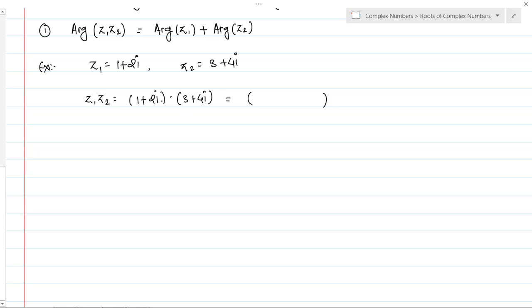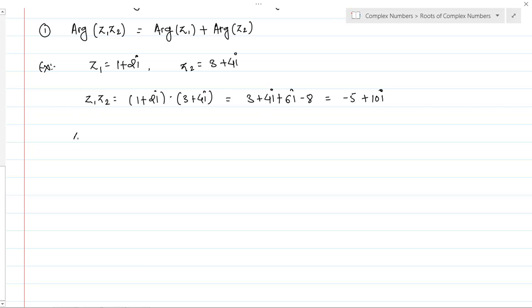So let's solve this. 1 into 3 is 3, 1 into 4i is 4i, then we have 2i into 3, which is 6i, and we have 2i into 4i, which is minus 8. So it is equal to minus 8 plus 3, which becomes minus 5, and 4i plus 6i is 10i. So z1 z2 becomes minus 5 plus 10i.